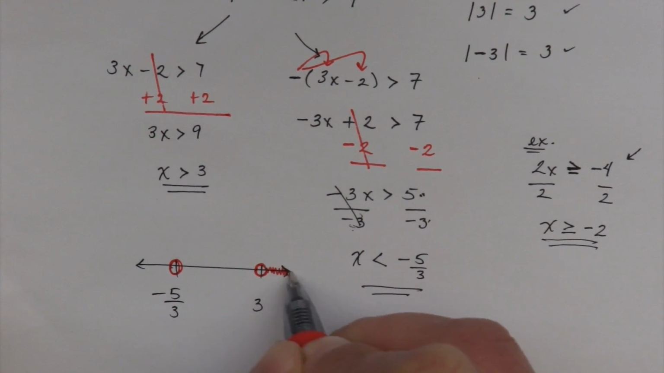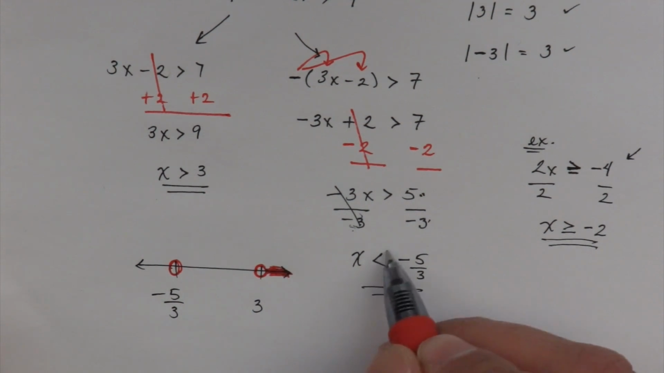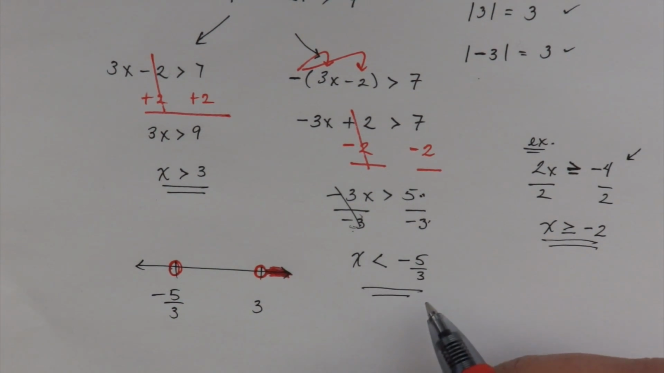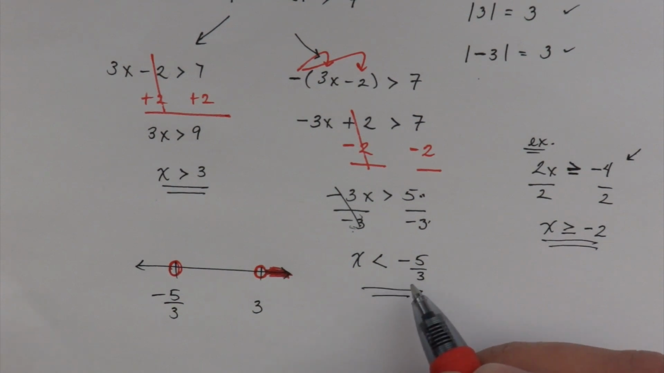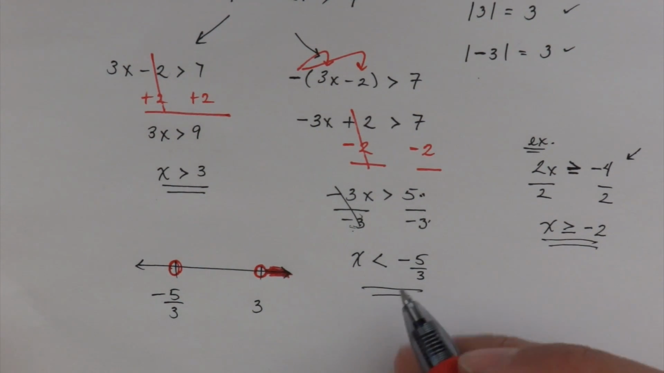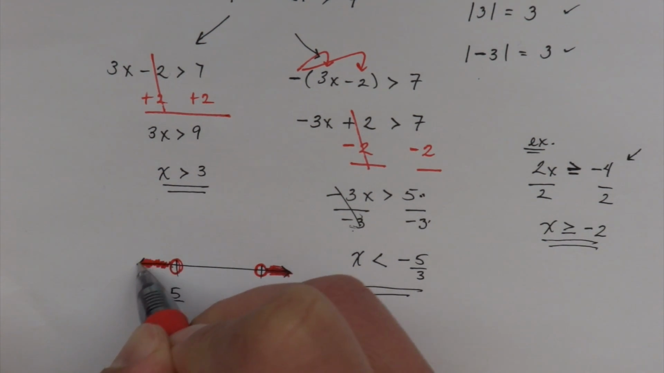4, 5, 6, 7, 8, 9, all those to the right. Now what about numbers that are less than negative 5/3? Well, how many times does 3 go into 5? Well, 1 and change. So anything less than negative 1. So negative 2, negative 3, negative 4, all these to the left.